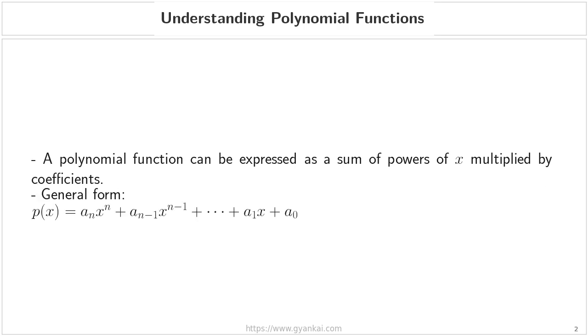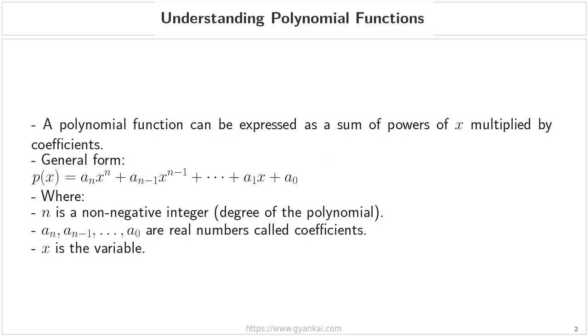If we look at the general mathematical form on the slide, we represent this as p of x equals a sub n x to the power of n, plus a sub n minus 1 x to the power of n minus 1, continuing this pattern down to a sub 1 x, and finally adding a constant term, a sub 0. To clarify the components of this formula, the letter n represents the degree of the polynomial, and it must be a non-negative integer. The terms a sub n, a sub n minus 1, and so on, down to a sub 0, are real numbers which we refer to as the coefficients. Finally, x is our variable.